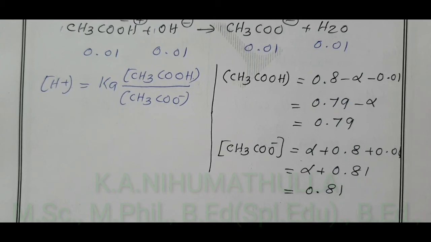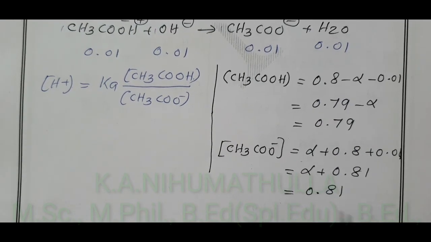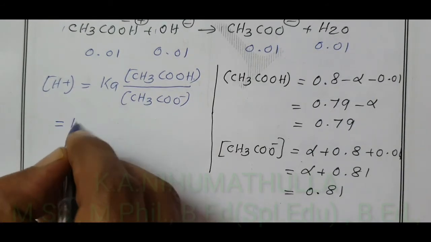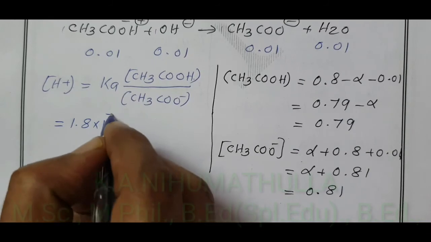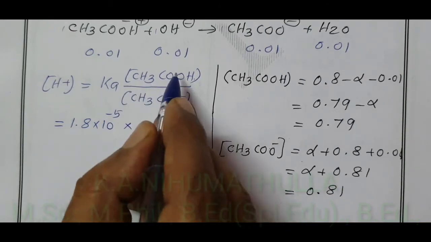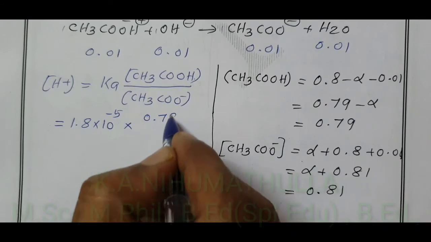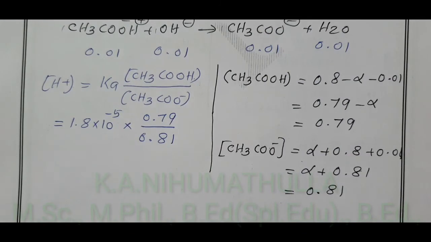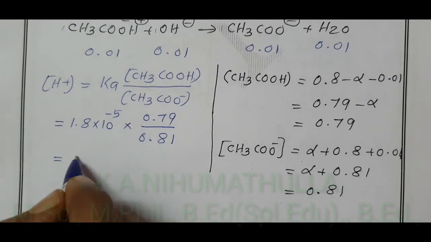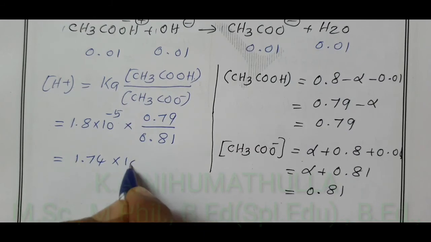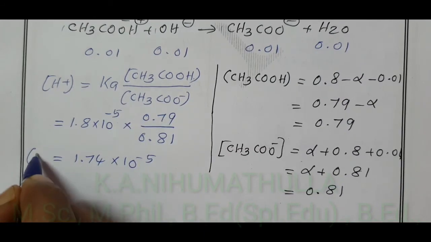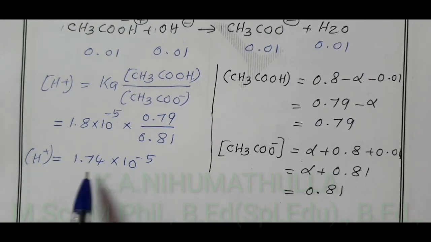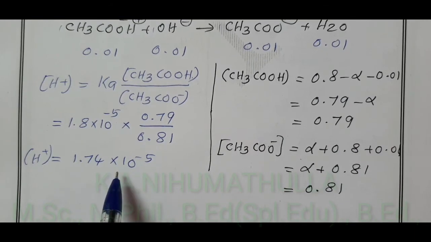Concentration of acetic acid over concentration of acetate, that is equal to the Ka value for acetic acid, 1.8 into 10 power minus 5, into acetic acid concentration 0.79 divided by acetate ion concentration 0.81. When we solve all this, we will get 1.74 into 10 power minus 5 as the H plus ion concentration after adding sodium hydroxide. Using the H plus ion concentration, now we are going to find out pH.